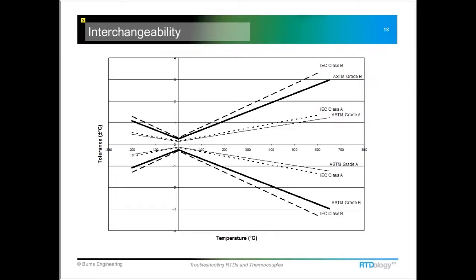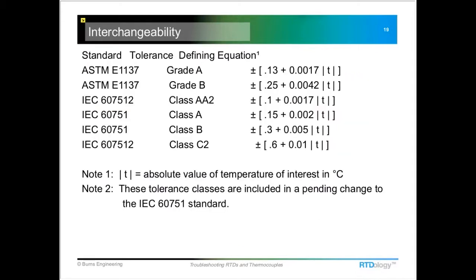And that number should be right around 100 ohms, and it needs to be within what the original tolerance class was. That's what the 2 standards define, the IEC and the ASTM standards. On this graph, it shows right at 0 degrees C, this is where the tightest tolerance is. And we can look at those tolerances either on the graph, or we can look at a chart like this.